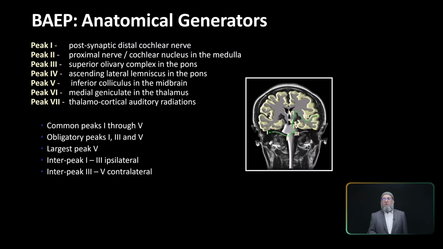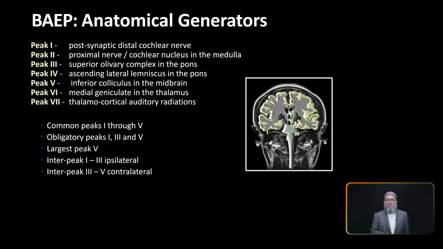So we have peaks 1, 2, 3, 4, 5, and 6. Peak 1 is the postsynaptic distal cochlear nerve. Wave 2 is the proximal nerve, or maybe cochlear nucleus overlap. Wave 3 is the superior olivary complex in the pons. Wave 4 is the crossover ascending lateral lemniscus pathway in the pons. Wave 5 is the inferior colliculus in the midbrain, right near the fourth ventricle. And then we have the medial geniculate body in the thalamus, and then the thalamocortical auditory radiation to the auditory cortex.